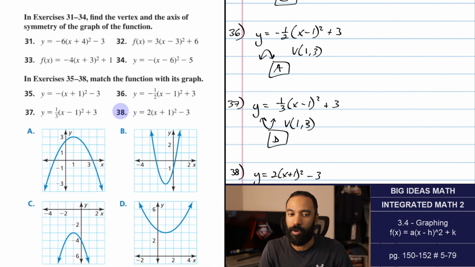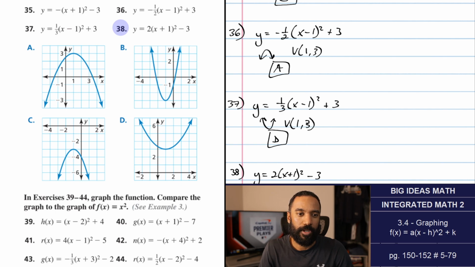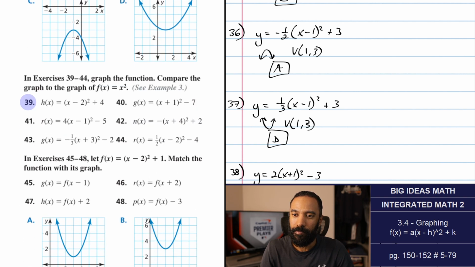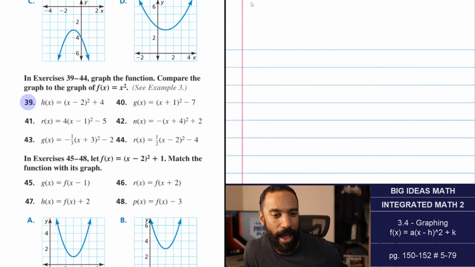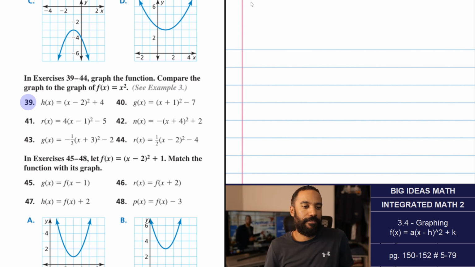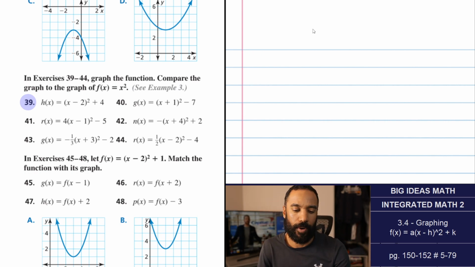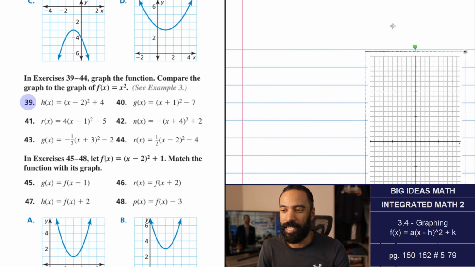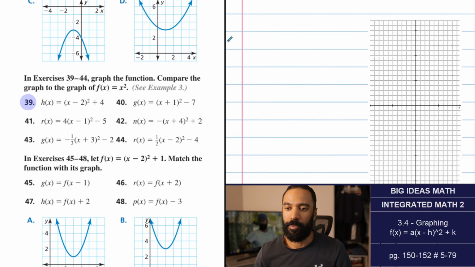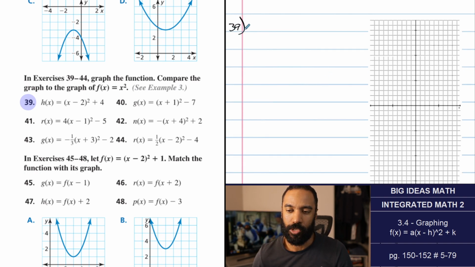Whoops, let's not move forward there yet. Let's move to number 39. In 39 to 44, graph the function. Compare the graph to the graph of f of x equals x squared. So now we get to graph with h and k in mind. So let's do a couple of these ones. This is really what we want to lead into, I suppose.